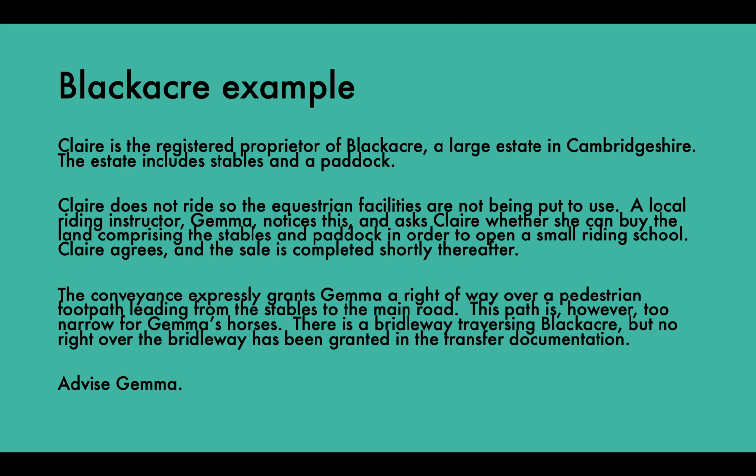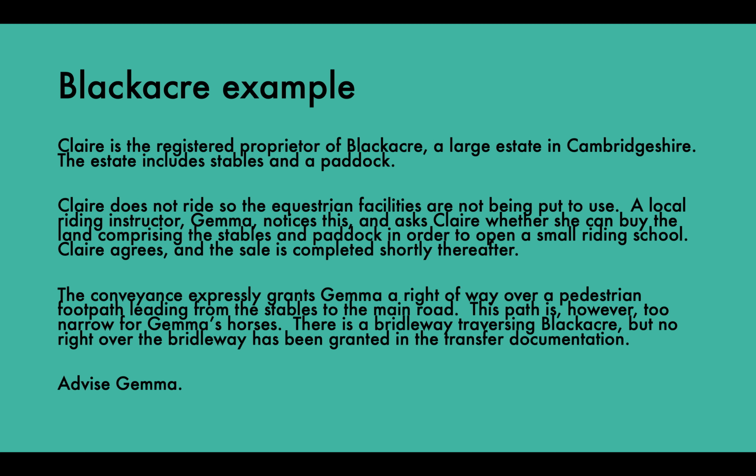So there is no express grant over the bridle way, but can we imply the easement over the bridle way? One way is under a common intention necessity. First thing we look for is an intention that the land transferred be used in a definite and particular manner, and we can see that we have that here. Gemma is intending to use the land transferred to her in order to open a small riding school. Not only that, we have an intention common to the parties. Gemma tells Clare of her plans for the land and Clare agrees, so both parties hold the intention that the land be used as a riding school.